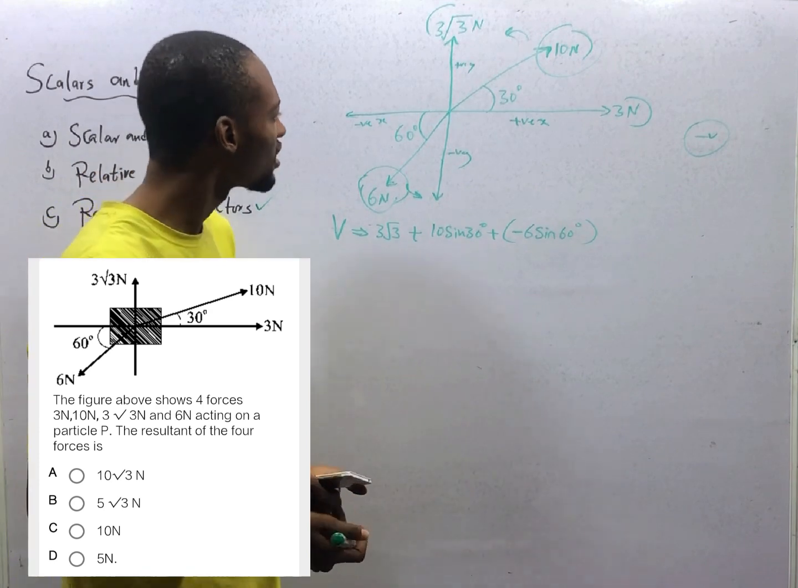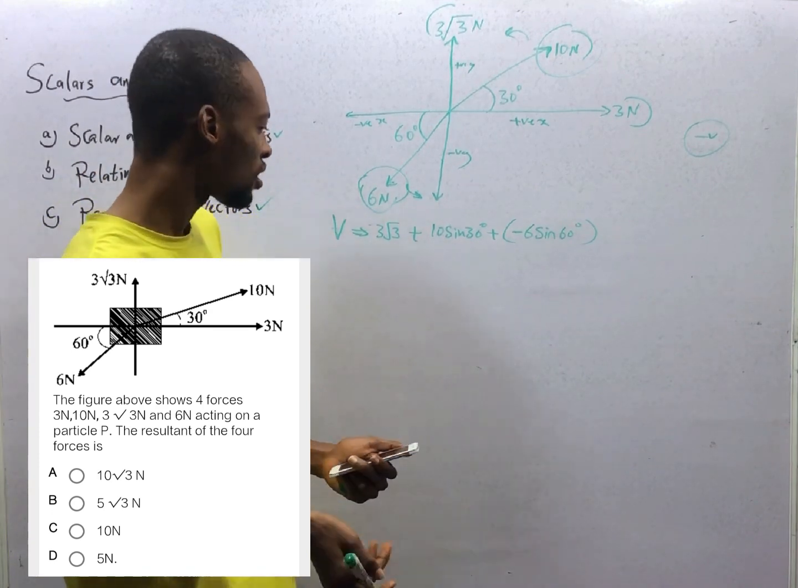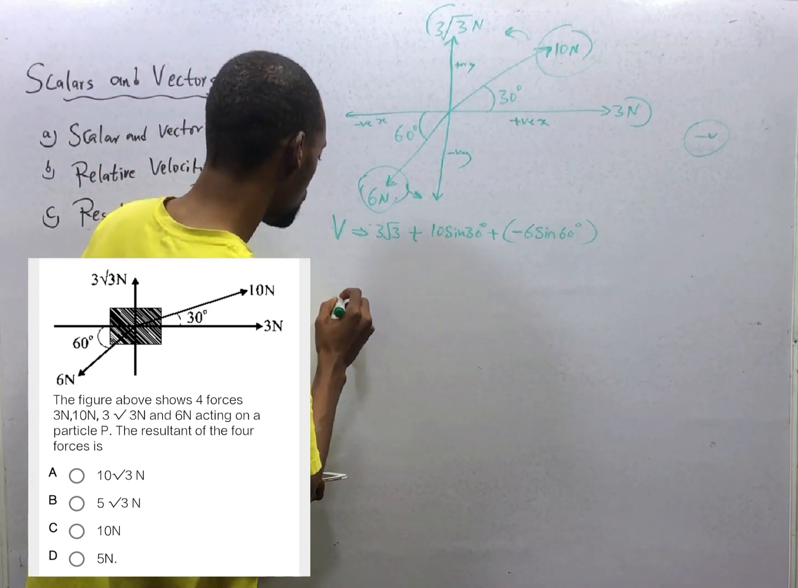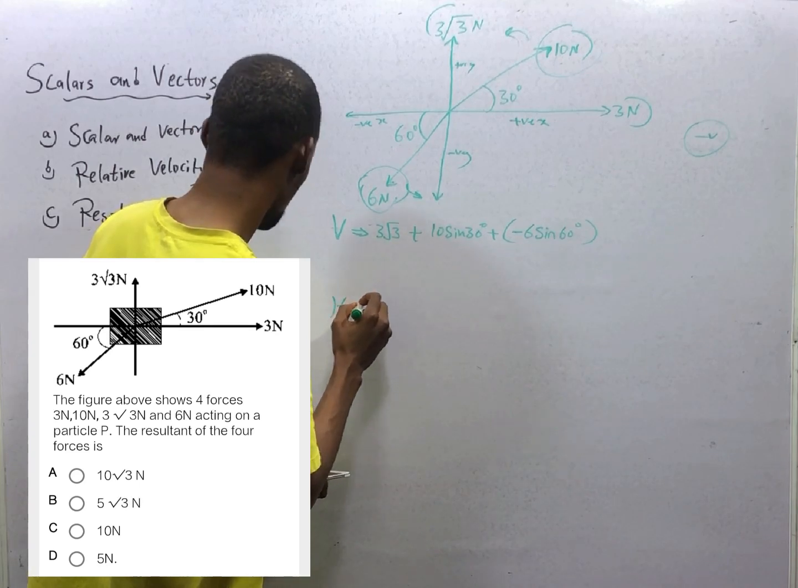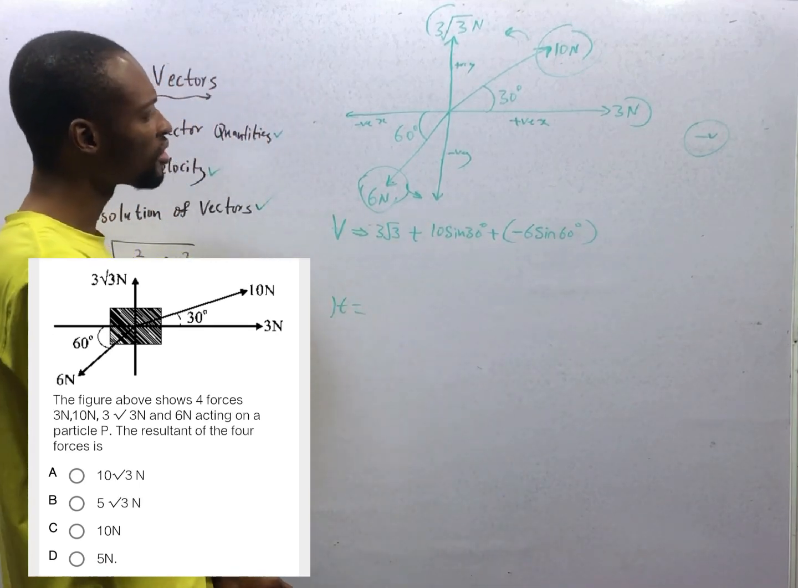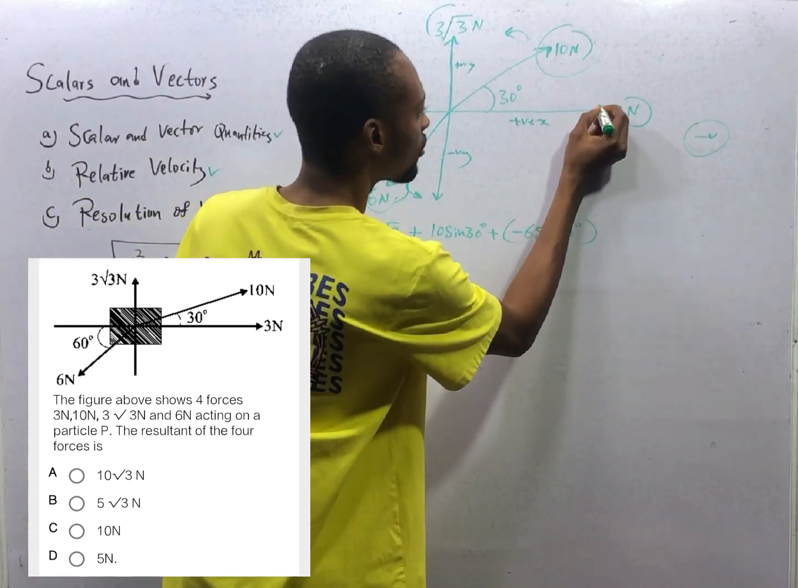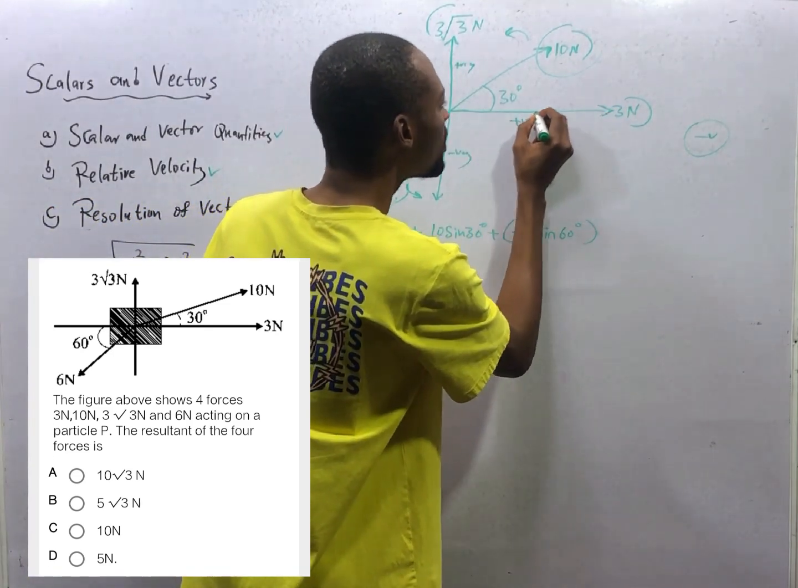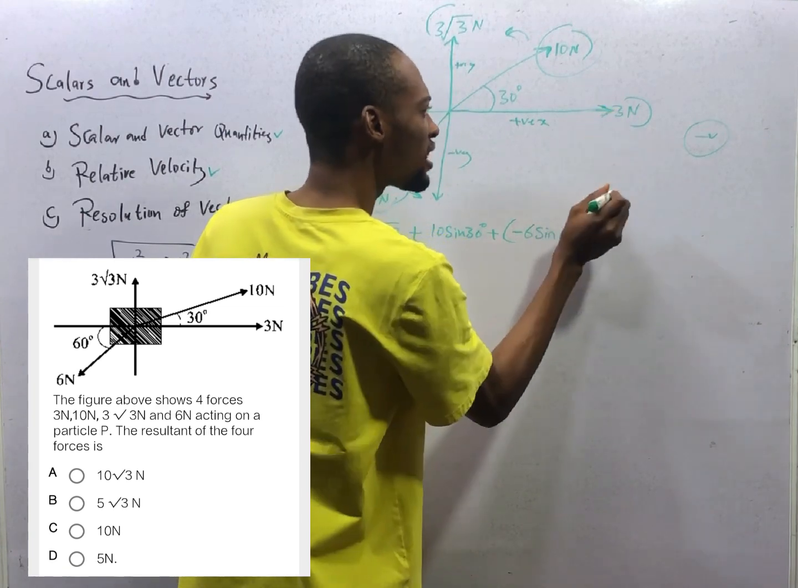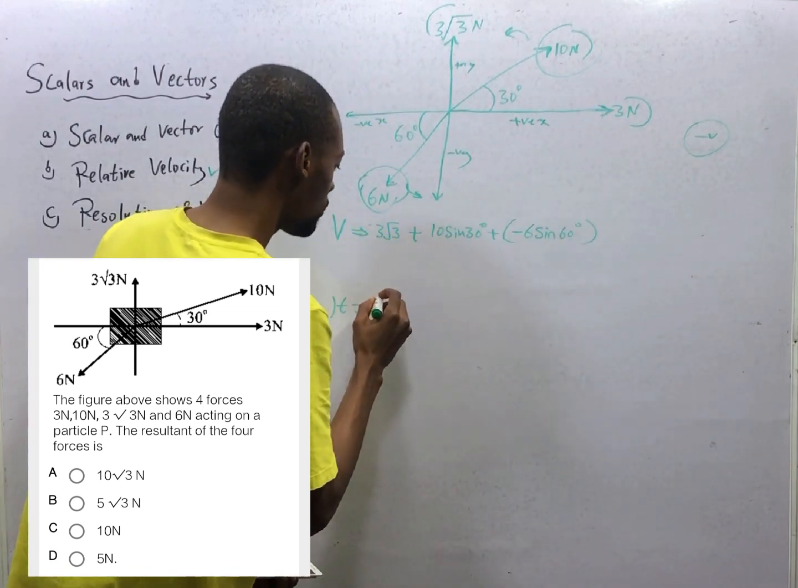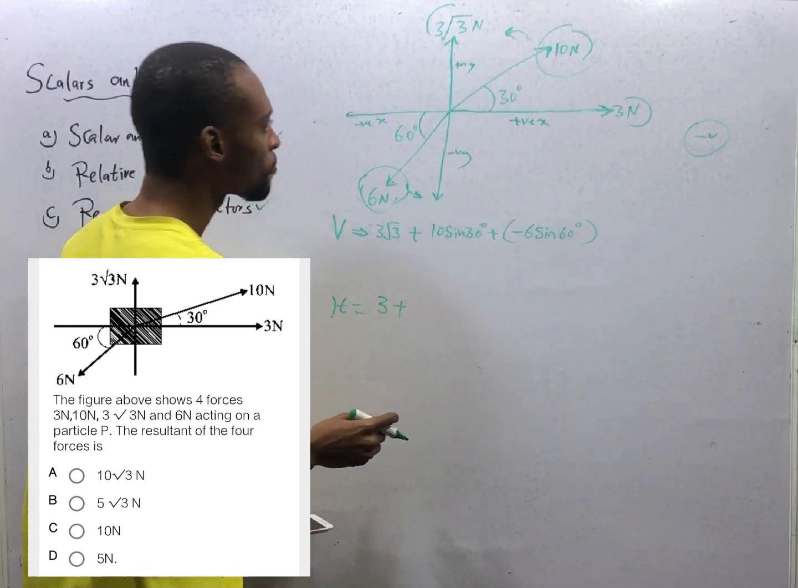Any other component? No. Let's see the horizontal. For the horizontal, we have here, not inclined. So you write only it. No need to add angle or cos or sine. Not inclined. So 3 plus.